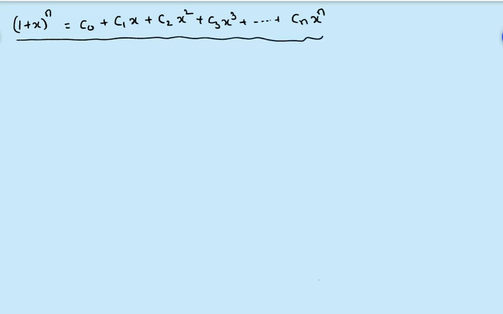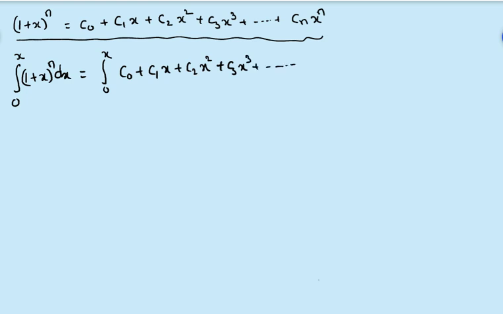If you know a little bit of integration, integrate both sides with the limits from 0 to x. Then 1 plus x whole to the power of n dx is equal to the integral from 0 to x of c0 plus c1x plus c2x square plus c3x cube plus and so on plus cn into x to the power of n dx. Both sides we are integrating with the limits from 0 to x.